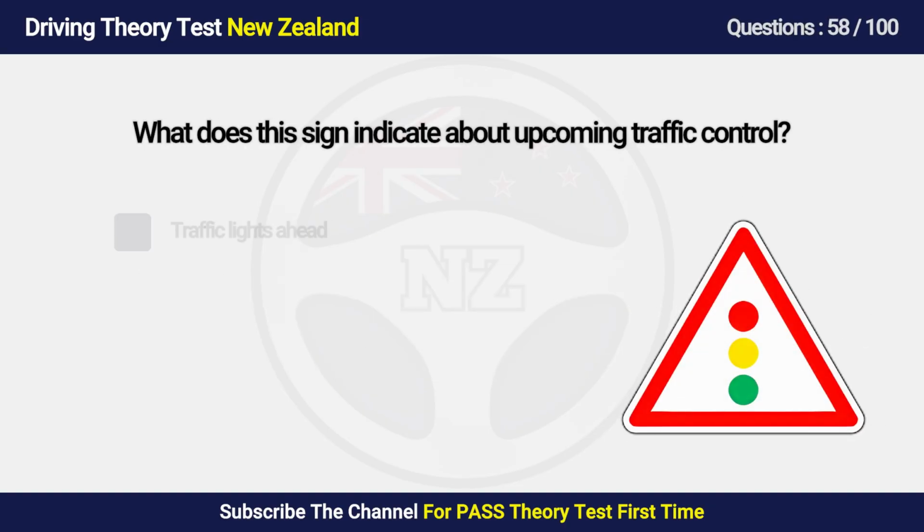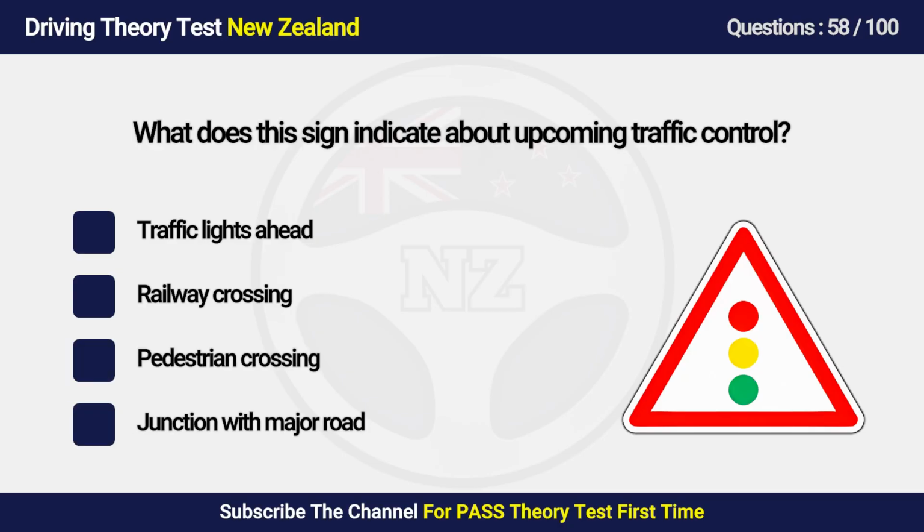Question 58. What does this sign indicate about upcoming traffic control? A. Traffic lights ahead. B. Railway crossing. C. Pedestrian crossing. D. Junction with major road.